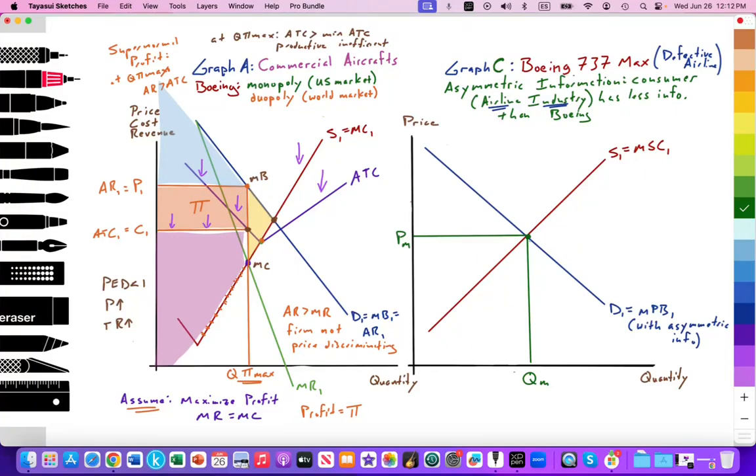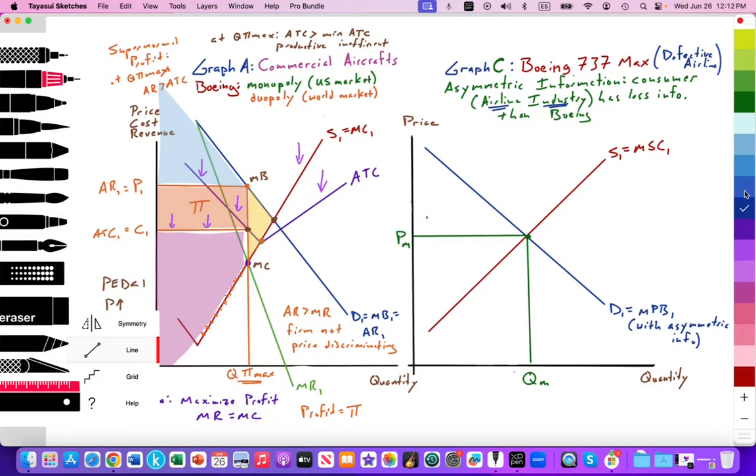If a consumer has knowledge of the defects, of course, they're not going to demand this aircraft. They're going to demand less of it. So if there's more perfect information or more symmetrical information provided to the consumer, we would expect less demand for the aircraft. So that gives us a second demand curve here.